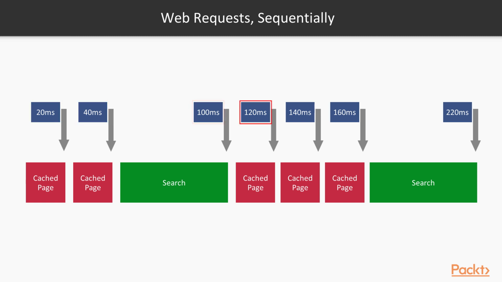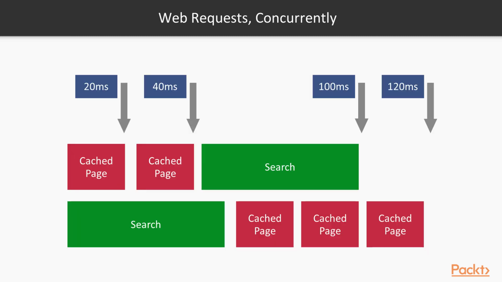If we processed each web request sequentially, it could take as long as 220 milliseconds, and several users have to wait longer than 100. Even if we have the capacity to handle just 2 simultaneous worker threads, we can dramatically improve this. Now, the total time is just 120 milliseconds, and only one user waits more than 100.